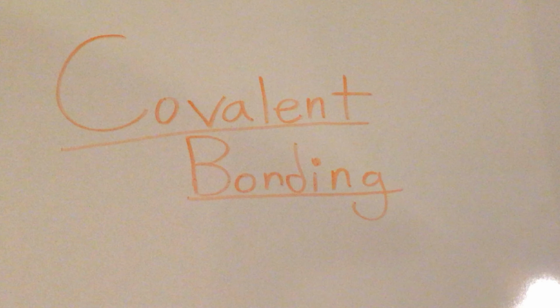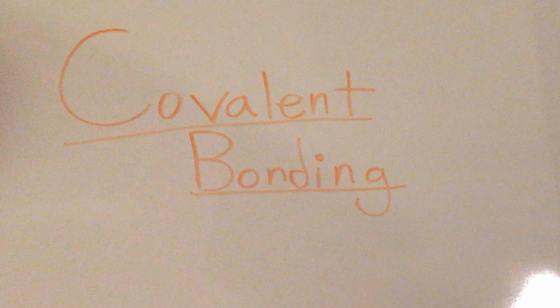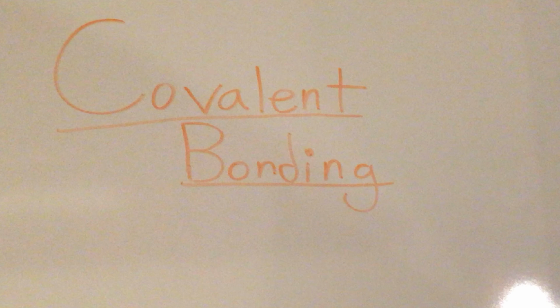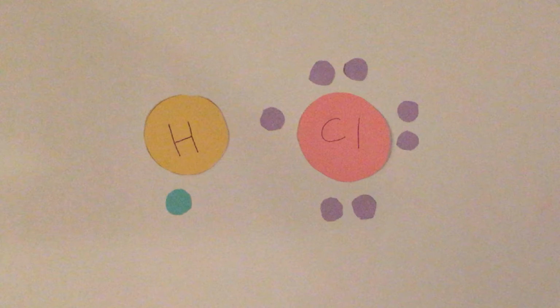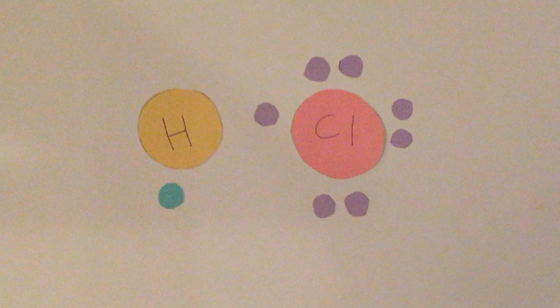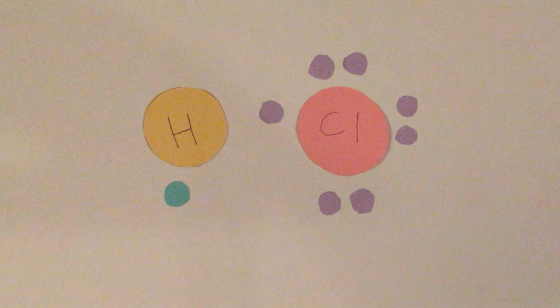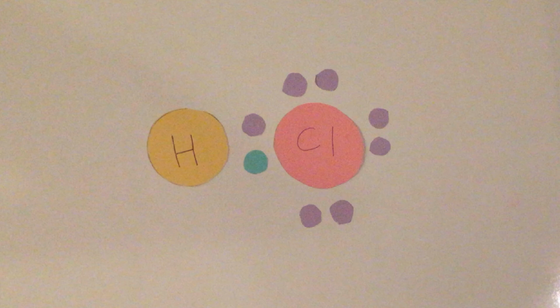Covalent bonds are the bonds between two nonmetals formed by the sharing of electrons. For example, we have the two nonmetals hydrogen with its 1 valence electron and chlorine with its 7. Because chlorine needs an octet to be stable and hydrogen needs a duet, they share electrons. The resulting compound is hydrochloric acid.